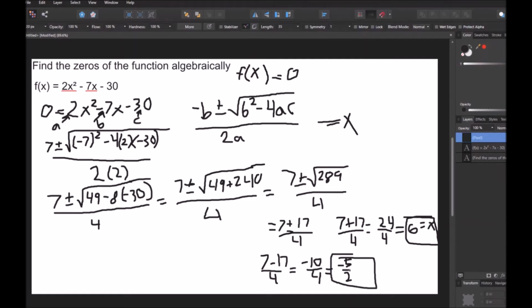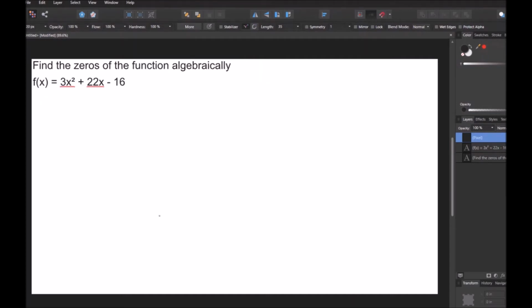So if we plug negative 5 over 2 or 6 in for x, then we'll get f of x equals 0. Okay, so in this next question, we're asked to find the zeros of the function algebraically, and the function we're given is f of x equals 3x squared plus 22x minus 16. So again, we're going to set this equal to 0. So we have 0 equals 3x squared plus 22x minus 16.